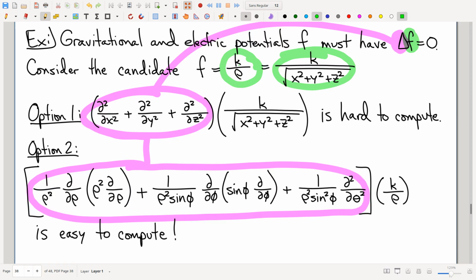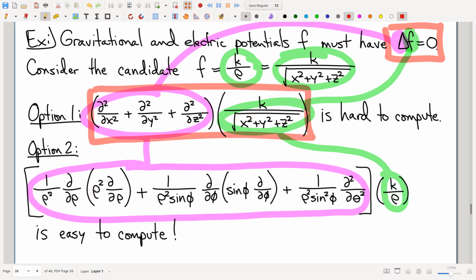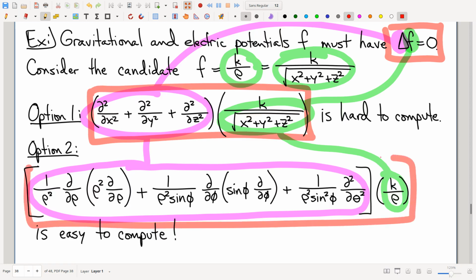So let's think about what's going to end up being the right answer. Again, that f, I can write it in rectangular coordinates, or I can write it in spherical coordinates. So if you want to check this equation, your options are to compute either this expression or this expression.